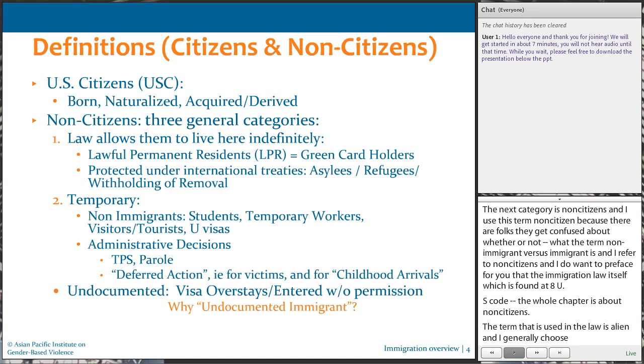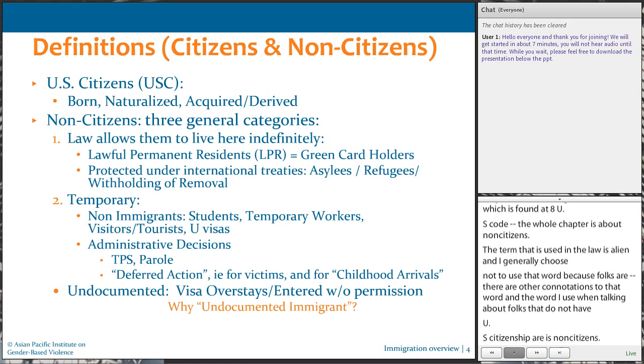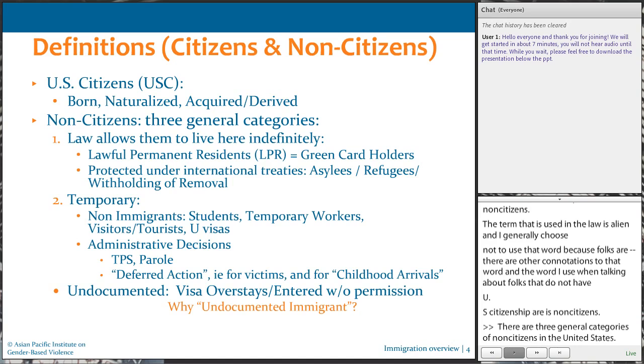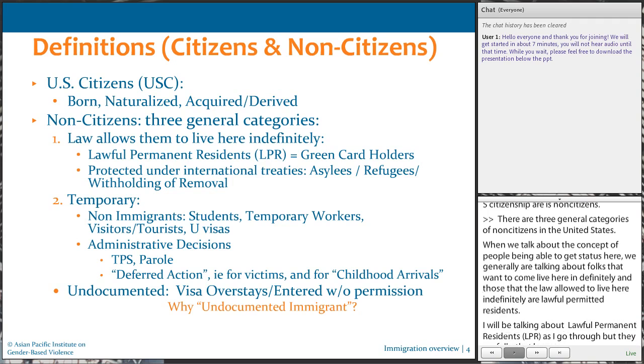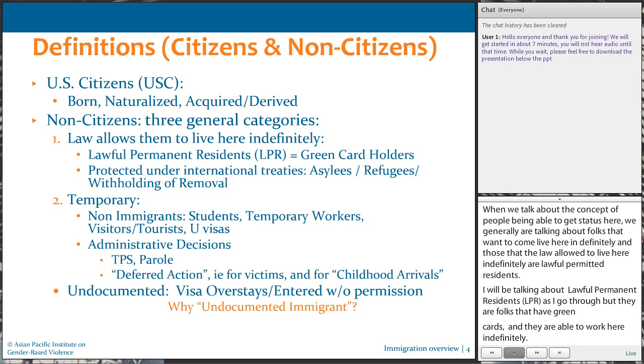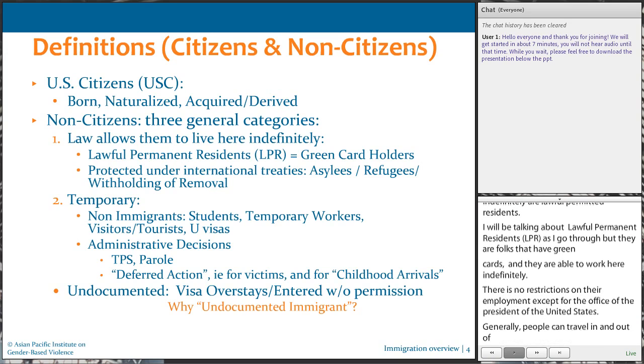The law provides three general categories of non-citizens in the United States. When we talk about people being able to get status here, we generally are talking about folks who want to come live here indefinitely, and those the law allows to live here indefinitely are lawful permanent residents, or LPRs. LPRs are folks who have green cards, and they are able to work here indefinitely. There are no restrictions on their employment except for the Office of the President of the United States. They can travel in and out of the country, and they are not generally able to vote, but they can live here as long as they want.